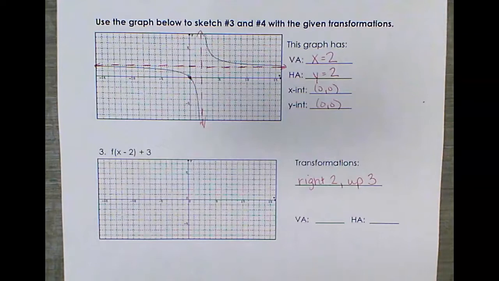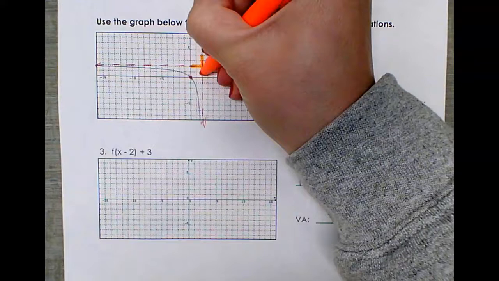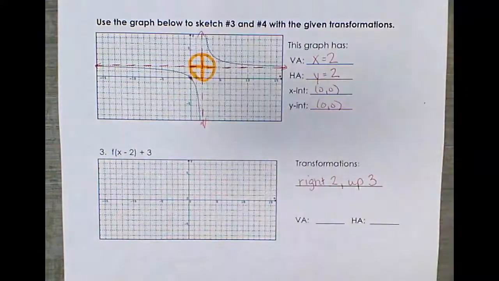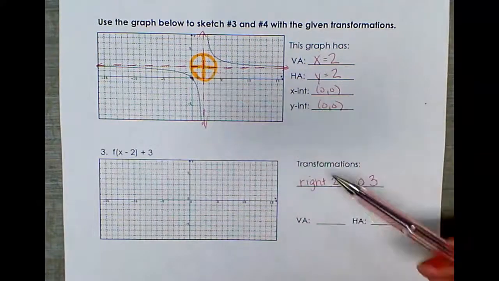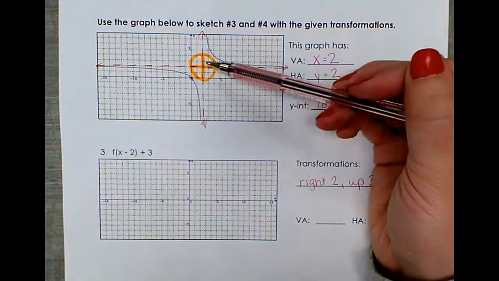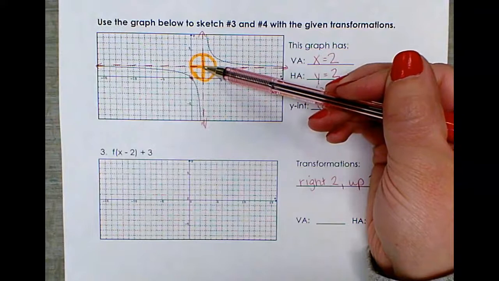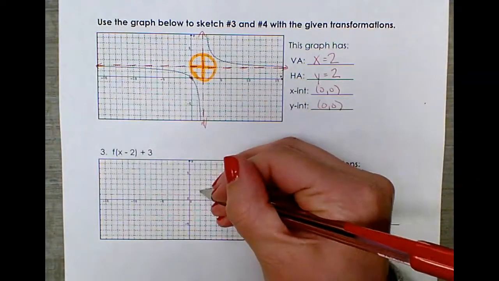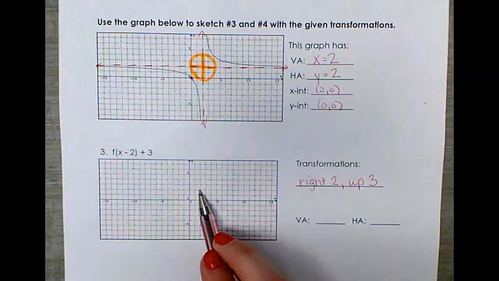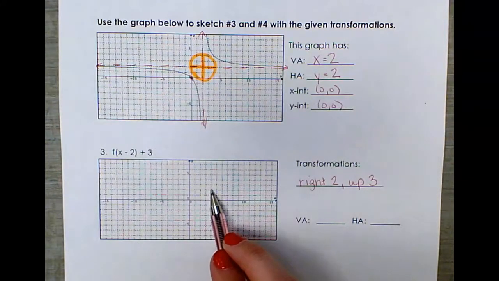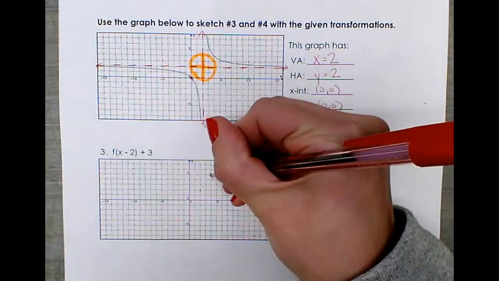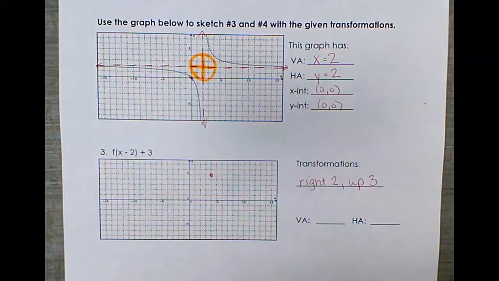Now, whenever you're doing the shifts, you want to keep your eye on the intersection of those asymptotes. So it's the intersection of the asymptotes that's moving to the right 2 and up 3. Well, that intersection originally was at the point 2, 2 up here. So that's kind of where I'm going to start it out, right here. And I'm going to shift to the right 2 and do that transformation, and then I'm going to shift up 3. 1, 2, 3. There's that new intersection of the asymptotes.